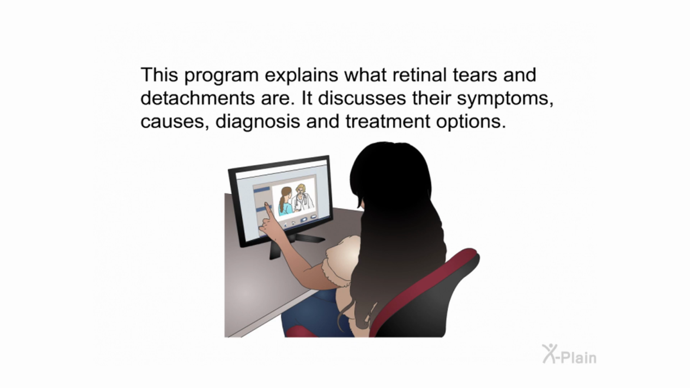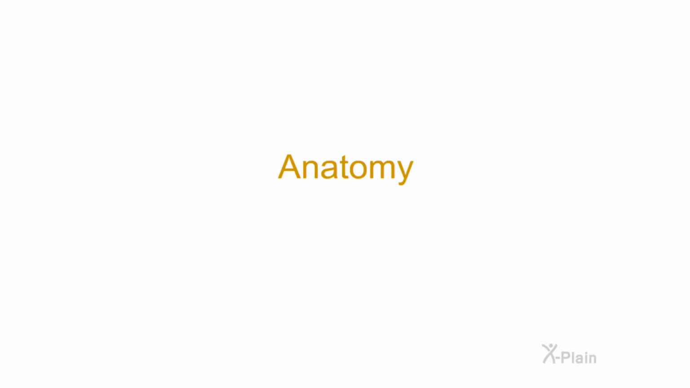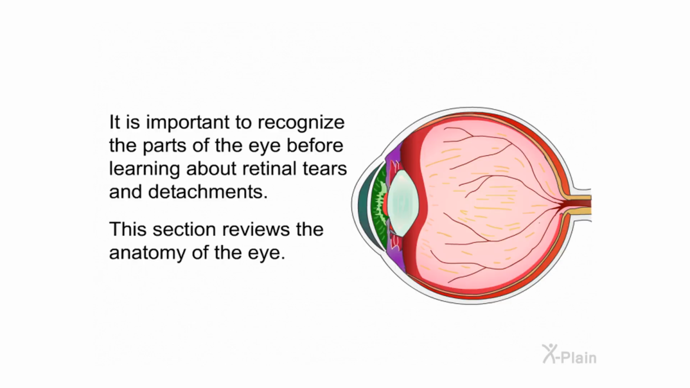This program explains what retinal tears and detachments are. It discusses their symptoms, causes, diagnosis, and treatment options. Anatomy. It is important to recognize the parts of the eye before learning about retinal tears and detachments. This section reviews the anatomy of the eye.